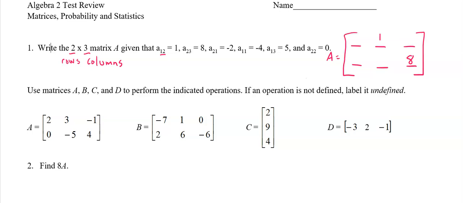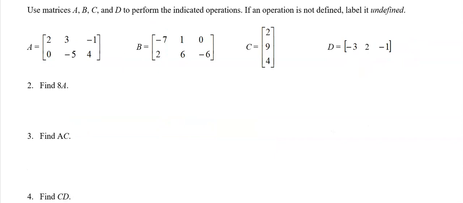Row 2, column 1. So here's row 2, column 1. That's the number -2. Row 1, column 1, that's the top left: -4. Row 1, column 3. Here's row 1, column 3. That's the number 5, and then there's only one number left. Row 2, column 2 should be a 0. All right, so that completes problem number 1.